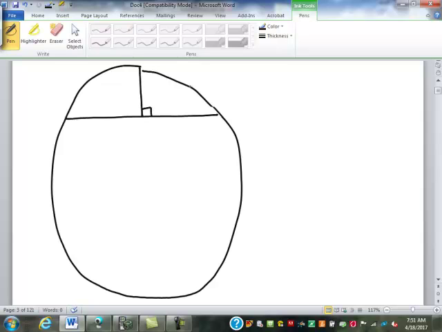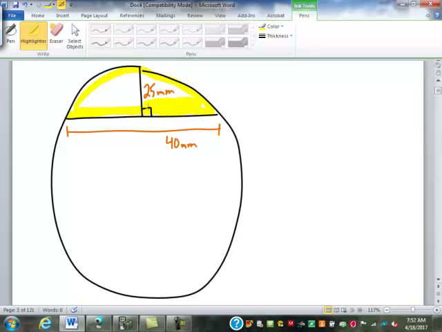Pretend that looks like a circle. So let's say we've got a segment here that's 40 millimeters wide and we'll call it 25 millimeters tall. How do we find the area of that segment?